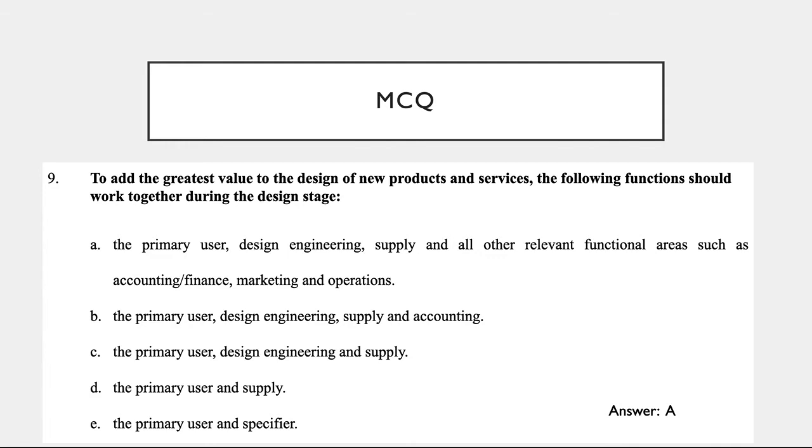When we are working on a new product or service design, we will need to work together as a team from different functions and divisions. So we will have to work with the engineering function or the designer from engineering background, the primary user, the supply, and all other relevant functional areas in the organization such as accounting, finance, marketing, operations, etc.